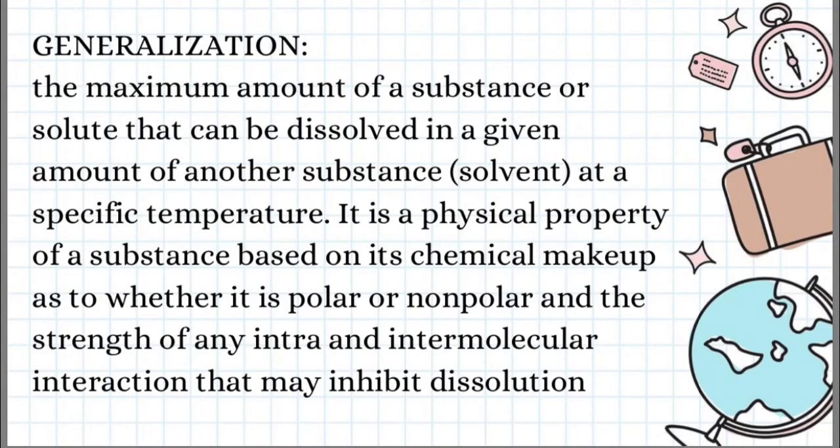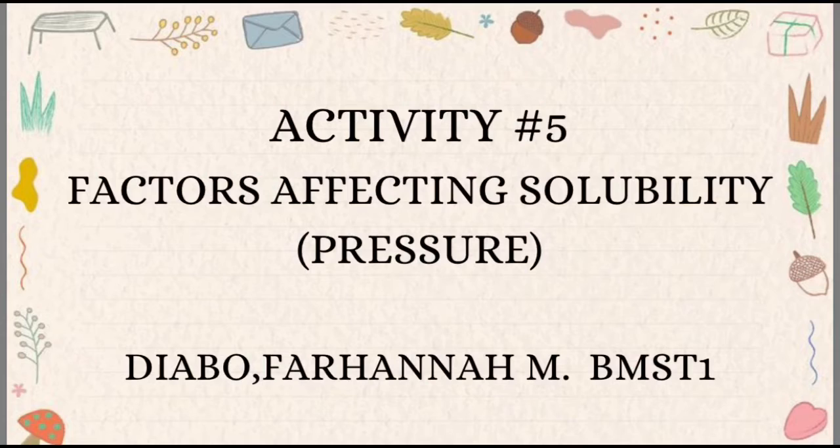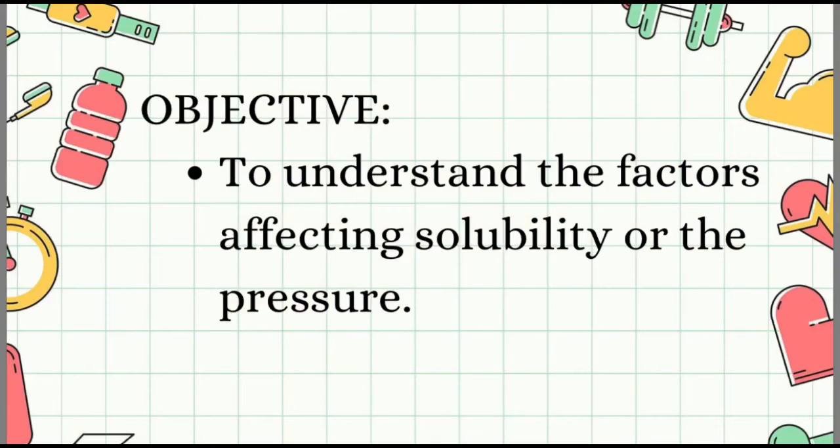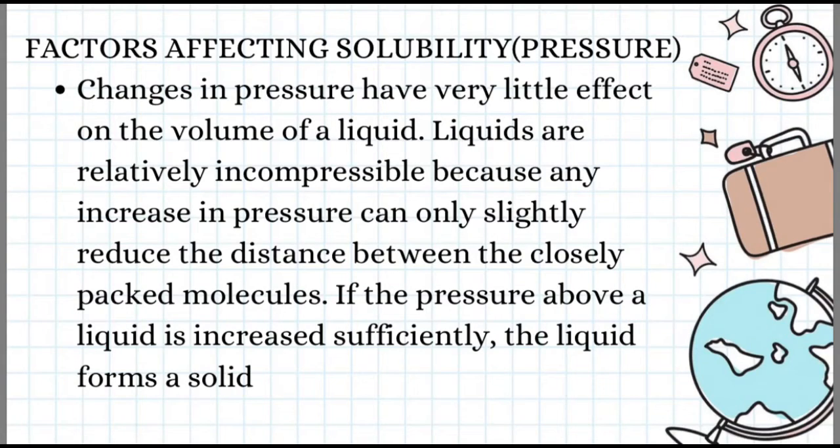So by generalization, solubility is the maximum amount of a substance or solute that can dissolve in a given amount of another substance or solvent at a specific temperature. It is a physical property of a substance based on its chemical makeup, as to whether it is polar or non-polar, and the strength of any intra- and intermolecular interaction that may inhibit dissolution. The next one that I'll be presenting is about the factors affecting solubility: pressure. My objective is to understand the factors affecting solubility or the pressure.